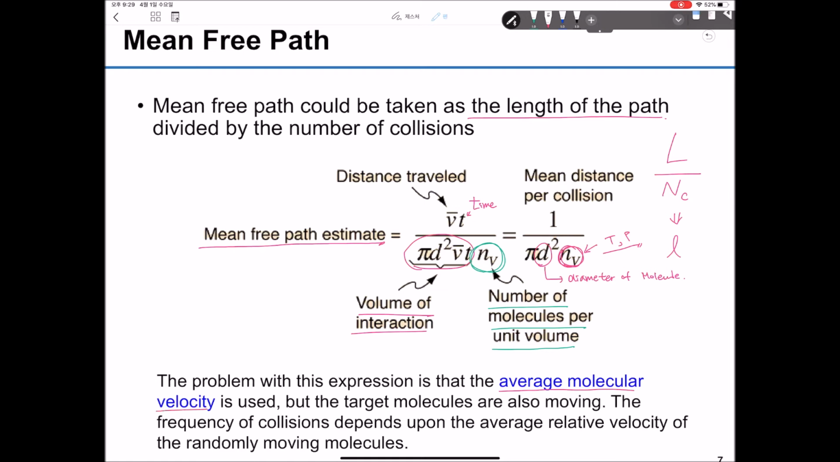Okay? However, the problem with this expression is that the average molecular velocity is used. But the target molecules are also moving, right? So here, the molecules make collision with another molecule. If one molecule is fixed and only one molecule is moving, then the assumption of using this average molecular velocity is valid. However, both molecules are moving around at this velocity, right? So we cannot really accurately predict the number of collisions using this equation. So what we have to do is that the frequency of collisions depends upon the average relative velocity of the randomly moving molecules. So there are these randomly moving molecules, and they need to find their relative velocity.